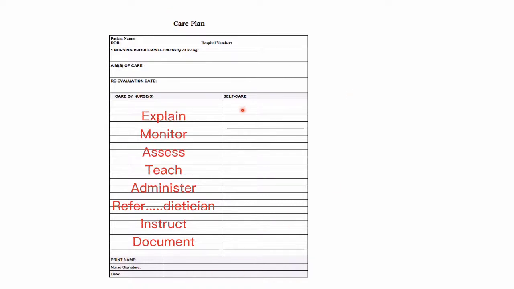Then self-care, if you're still doing that: Mr. X understands all aspects of his care and was able to give consent. Mr. X was able to use the call bell when assistance was needed. Mr. X participated in all aspects of his care.